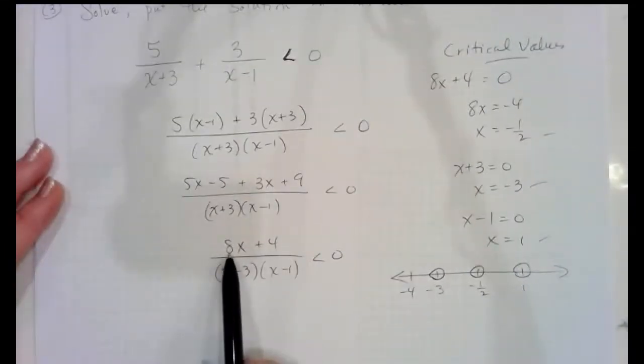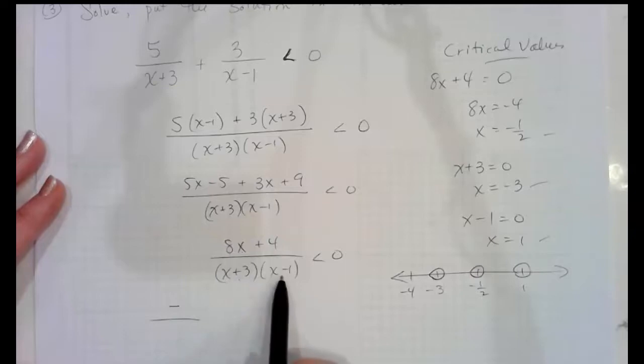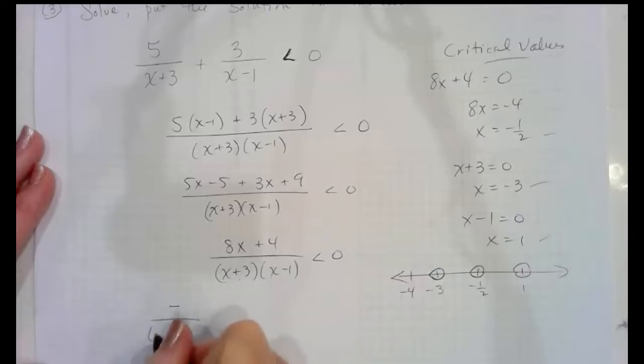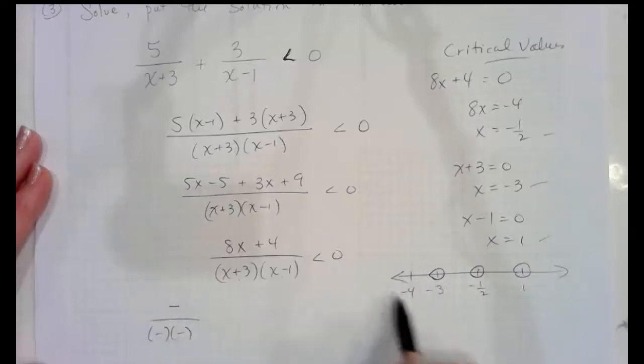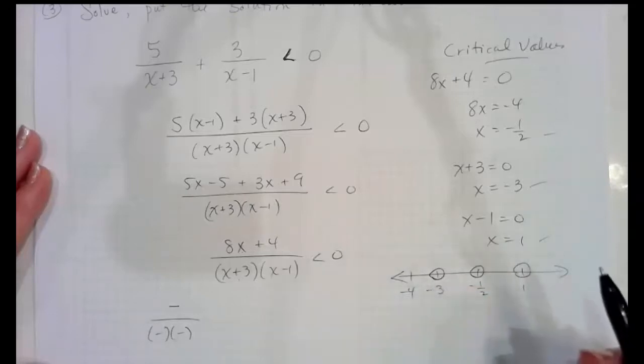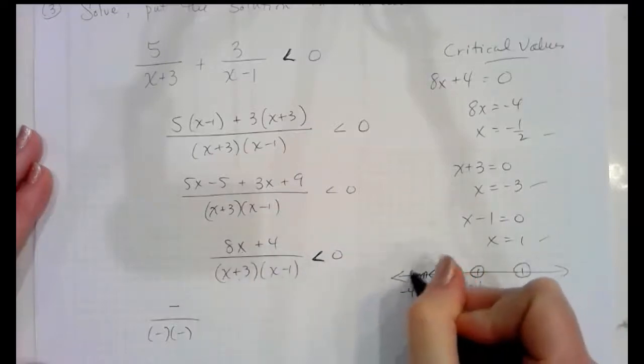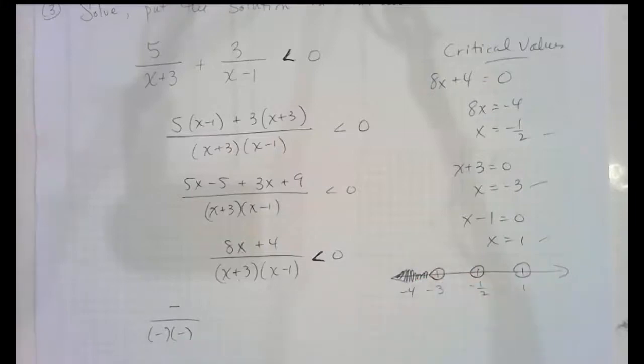So first of all, 8 times negative 4 is negative 32 plus 4, so that would be a negative on the top. And then negative 4 plus 3 is negative 1. Negative 4 minus 1 is negative 5, so that would be a negative times a negative. So we end up with a negative over a positive, so this would all be negative. Anything to the left of negative 3 would yield a negative response. And a negative response is less than 0. So we do shade that particular interval.